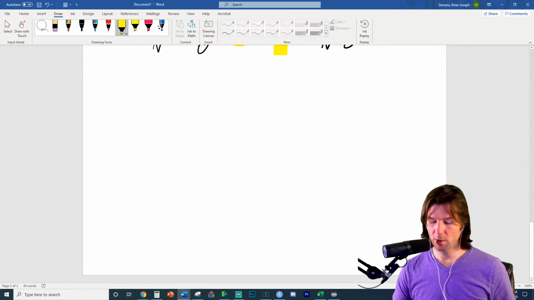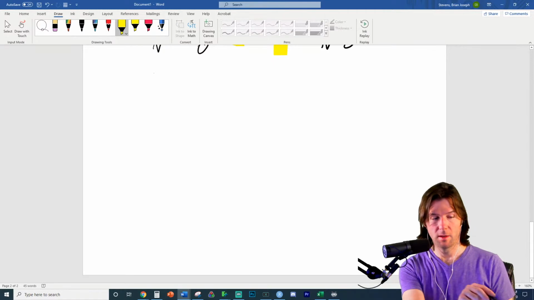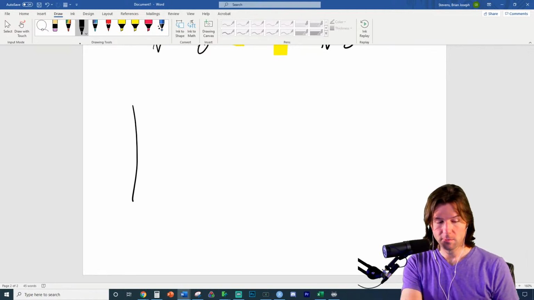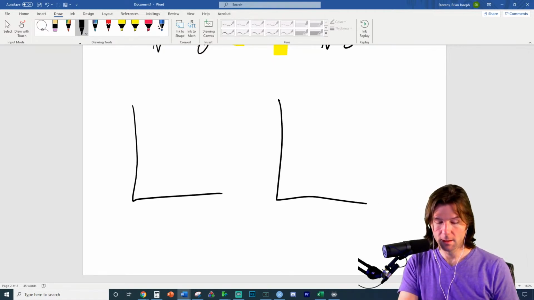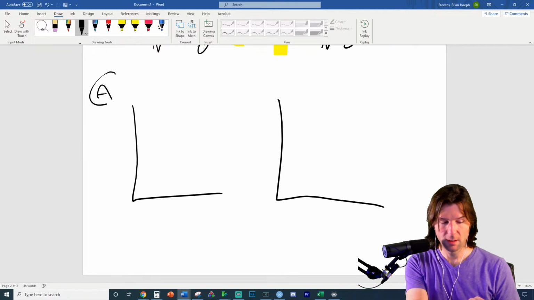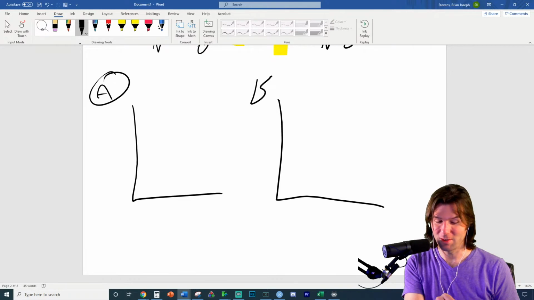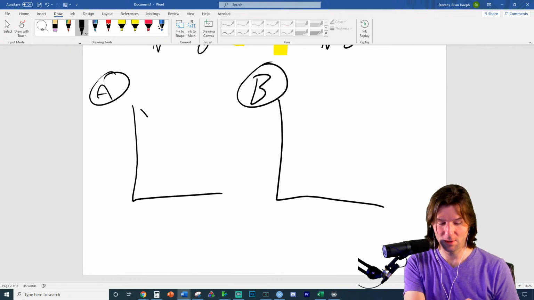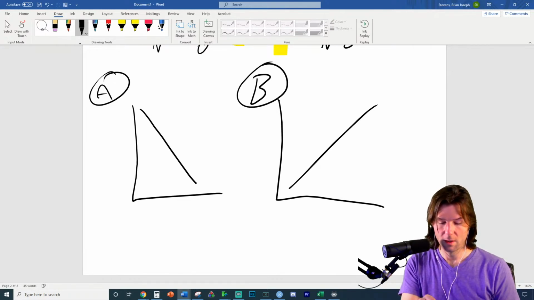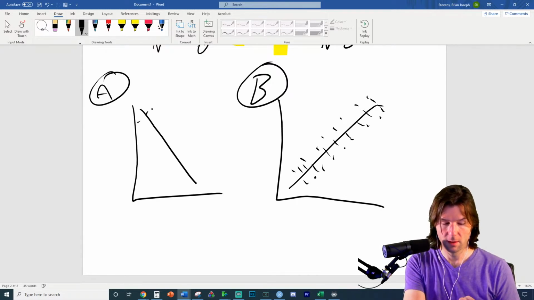So when you take the square root of r squared, here are two plots. You ready? We've got plot A, and we have plot B. Charlie, great, you got it, because that's what we're going to do right here. Both of these are going to have an r squared of 0.81.